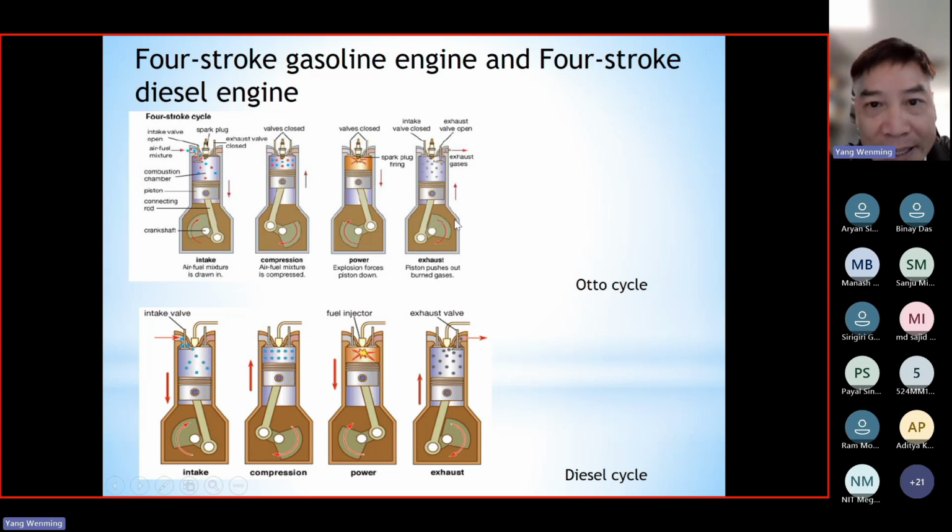The rest is actually quite similar, so the fourth stroke is also the same. And for the diesel engines, the fuel is injected into the engine directly from the high pressure fuel injectors, correct? But for gas engines, the fuel is premixed with the air and then supplied to the engine through the intake manifold, correct? So this is the difference between the four-stroke gas engines and the four-stroke diesel engines.